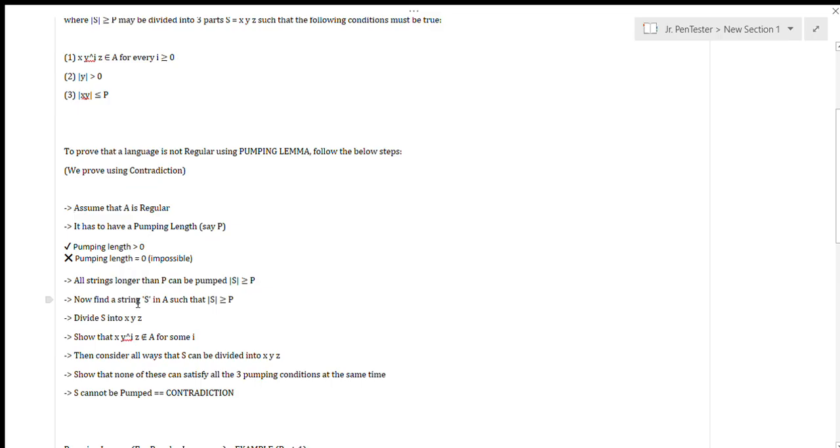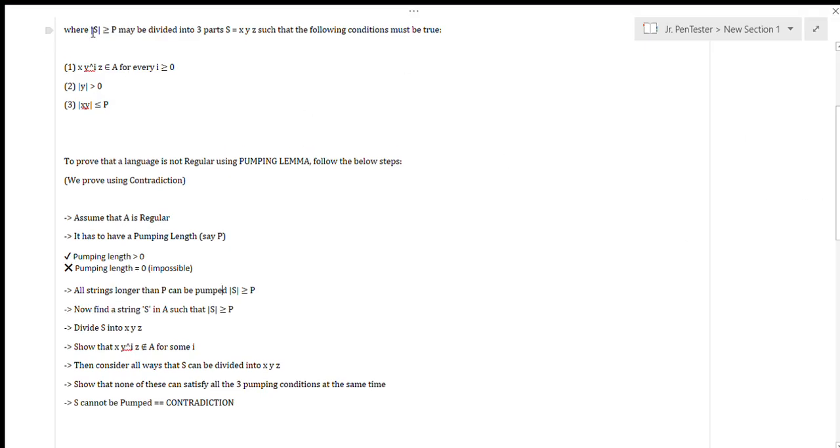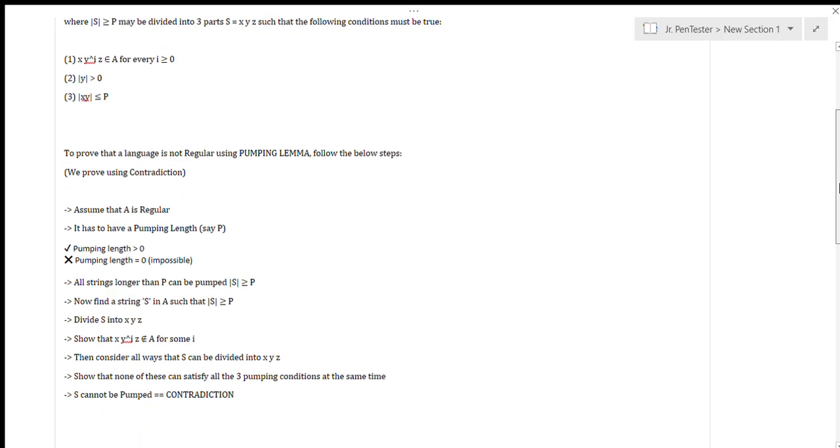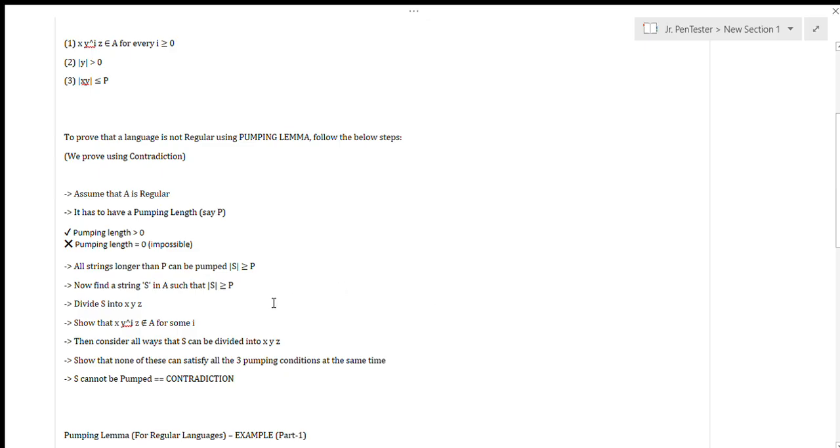And then after that, we select our string S. We can select all those strings that are longer than P, and then those can be pumped. This is the same condition that we discussed earlier, that the string we are going to select from our language has to be greater than or equal to our pumping length. Find a string S in A such that the length is greater than the pumping length.